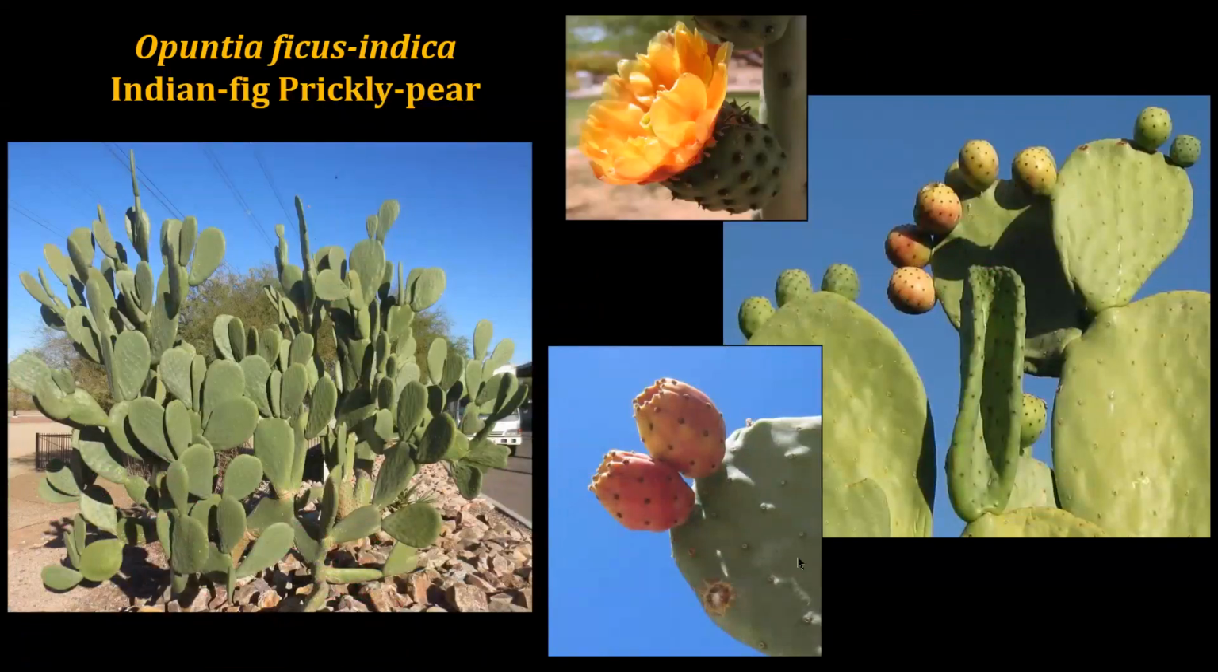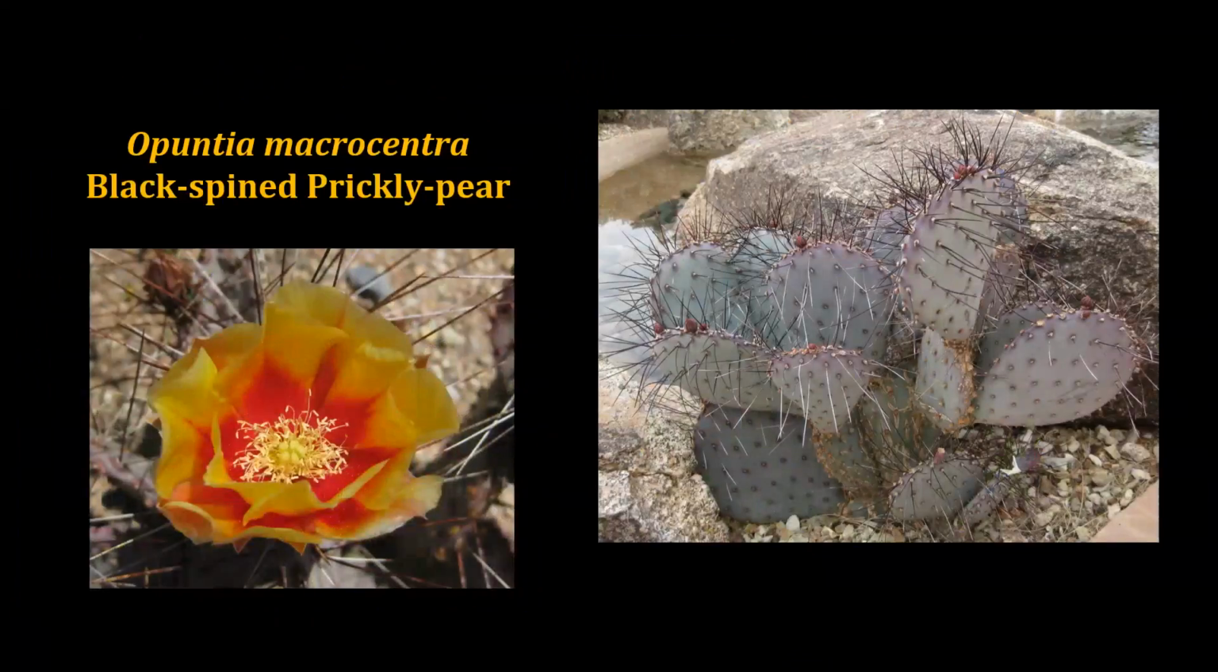More of an upright tree form would be the Indian fig prickly pear. It has lovely golden orange flowers, followed by fairly rounded fruits, and there usually aren't spines. They might have the small bristly glochids, however. It just depends on individual plants that you're working with. But these can be a nice tree form in a landscape.